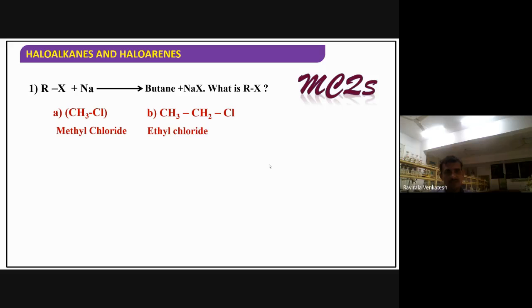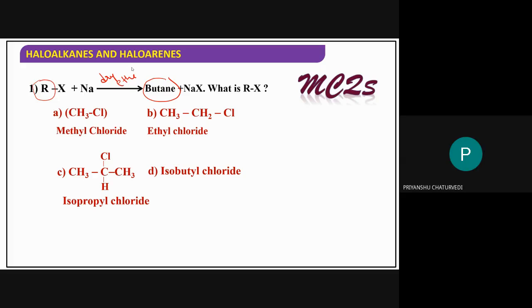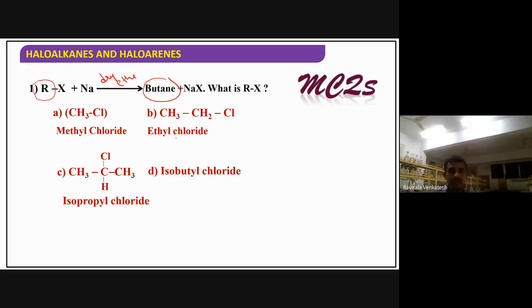Now tell me the answer for this one, all of you, do fast. What will be the answer here? What is the R they are asking? If it is butane, what is the R? Now tell me which reaction it is. Wurtz reaction. Now tell me what the reactant is. Ethyl chloride. D is the correct option.